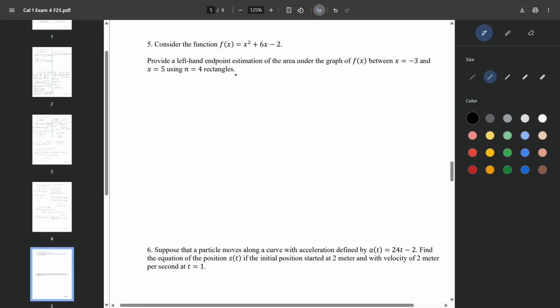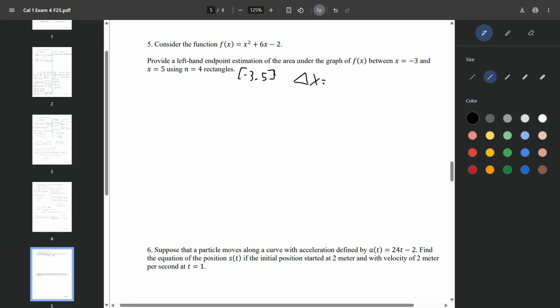So first step is to figure out where our bounds are. Our bounds start at -3 and end at 5. So that is our bounds. Within our bounds we have 4 rectangles that they want us to measure. So what we're going to do now is find our delta x, aka our change in x, to see how big our rectangles are going to be.